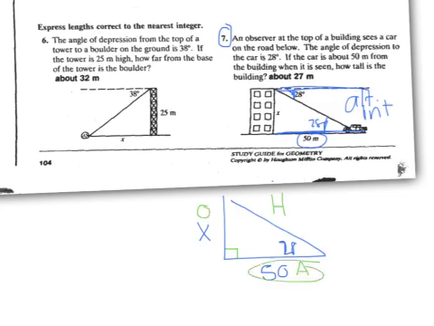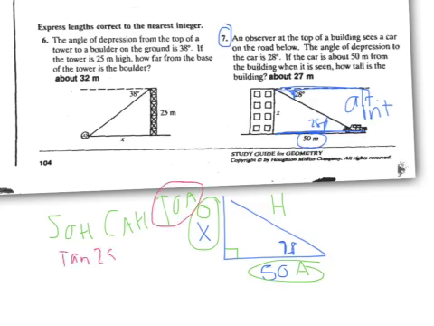So the two that I have are the adjacent and the opposite. Right, SOHCAHTOA. I'm looking for the opposite, and I have the adjacent. So in this case, I'm going to use the tangent. So I'm going to have the tangent of 28 equal to the opposite, which is x, over the adjacent, which is 50. To get x by itself, multiply both sides by 50, and you will get x is equal to about 27.